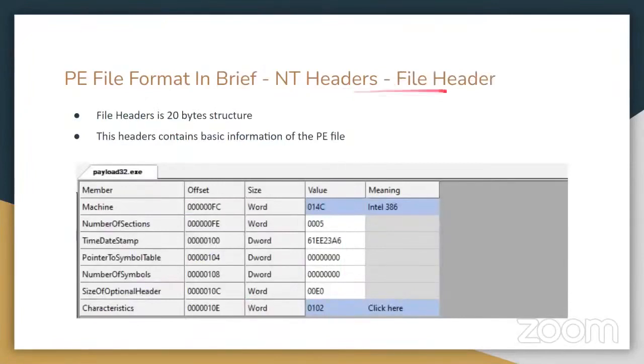The next header is the file header. The file header is a 20-byte long structure, and it contains basic information about the PE file. The one that is important for us is the number of sections for our project. The few other fields here are the machine architecture, the time date stamp, pointer to the symbol table, number of symbols, size of optional header, and characteristics.